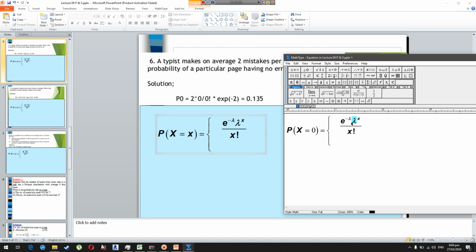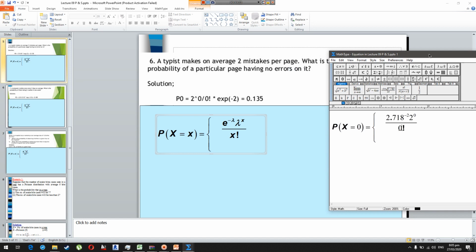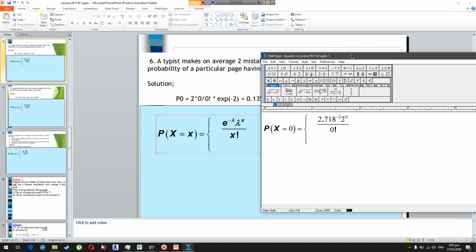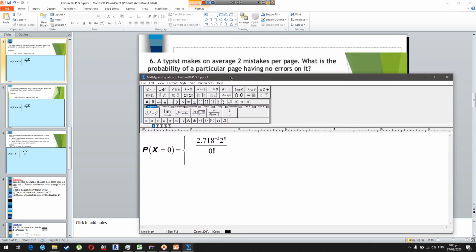The x value is 0, so the same way I will embed e, 2.718 to the power of minus lambda, that is 2, and then 2 to the power 0 divided by 0 factorial, because we are going to determine the probability of 0 errors. After solving this equation, you will get the probability of 0 errors, or the probability of no error.